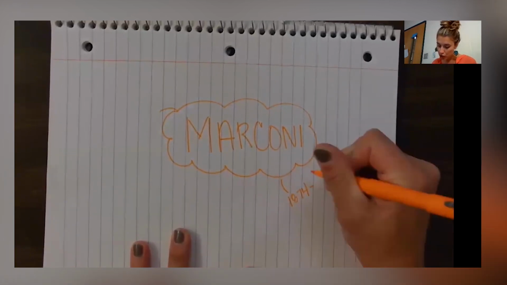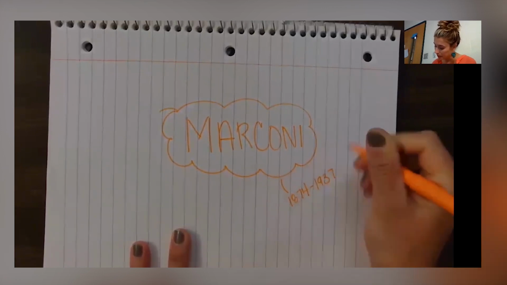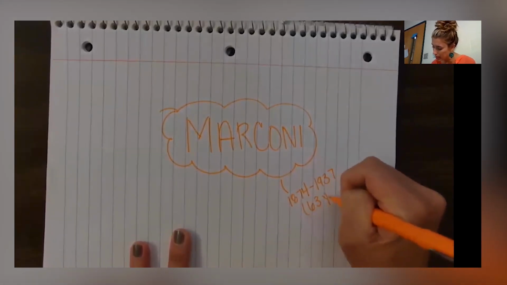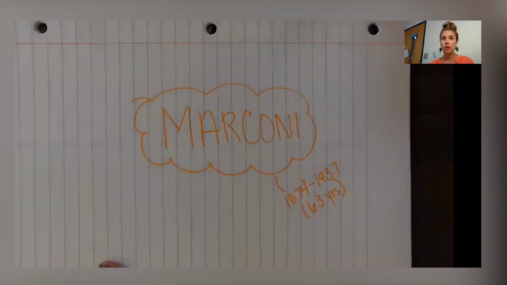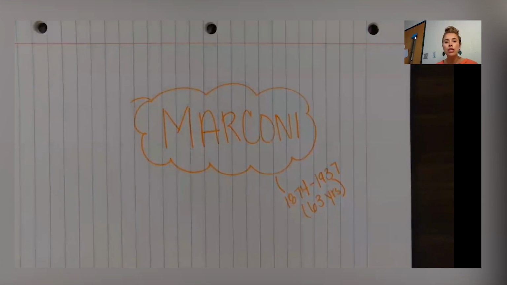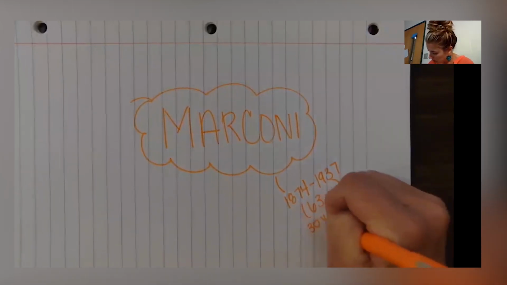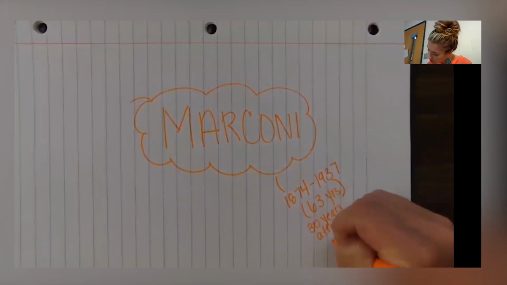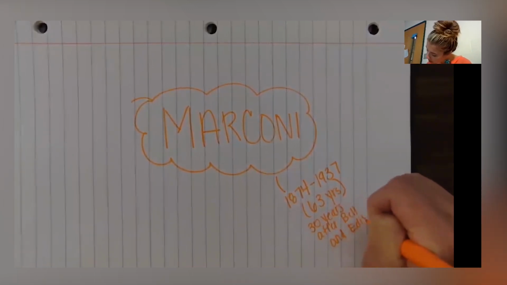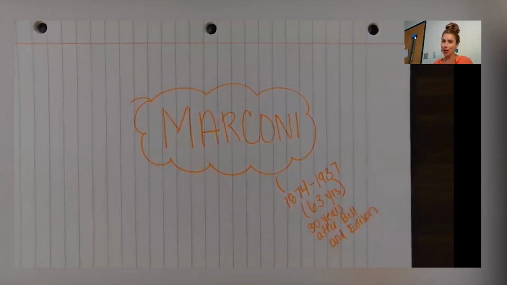1874 to 1937. He was 63 years old. Go ahead and write that down. I will zoom in for you. Now, I think it's also interesting that we know that he was born 30 years after Bell and Edison. I think that's going to help us learn a little bit about his life. So I'm going to go ahead and write that 30 years after Bell and Edison. I hope your organizer looks like mine.